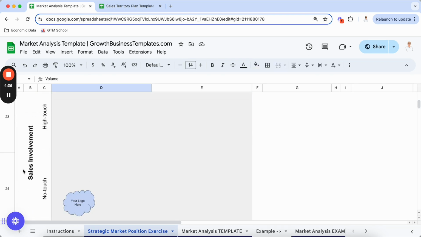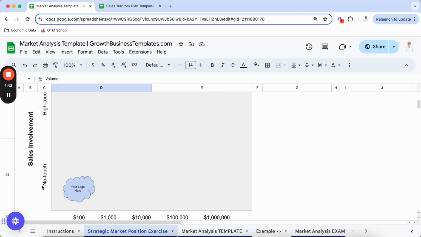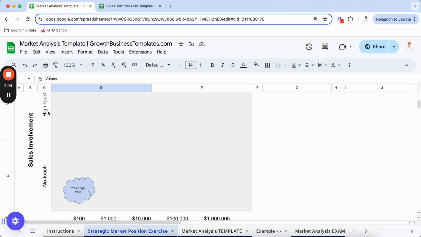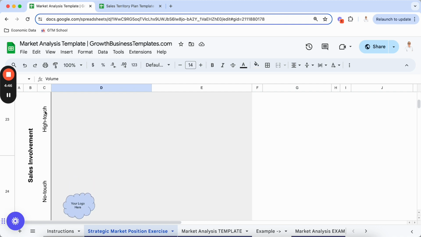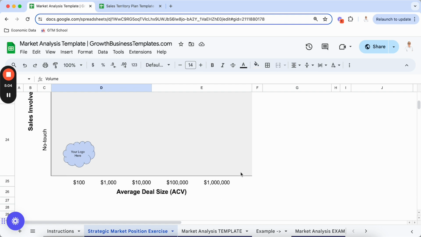So how involved is sales? Is it a no-touch, self-serve, product-led growth motion, or a high-touch, sales-led motion, where they're interacting with sales reps and helping them navigate that buying journey? And how big is your deal size? Are you doing deals at $100 per user per month, or even $100 per year? Or are you up in the $1 million range?